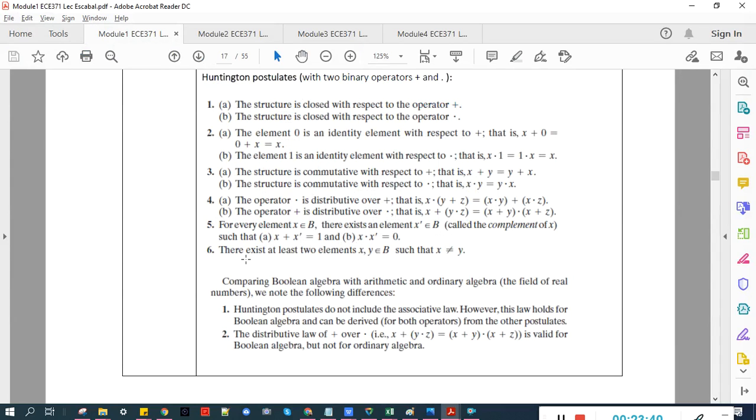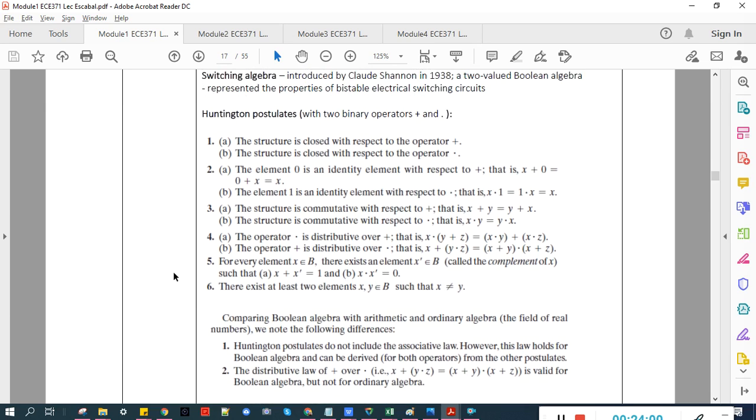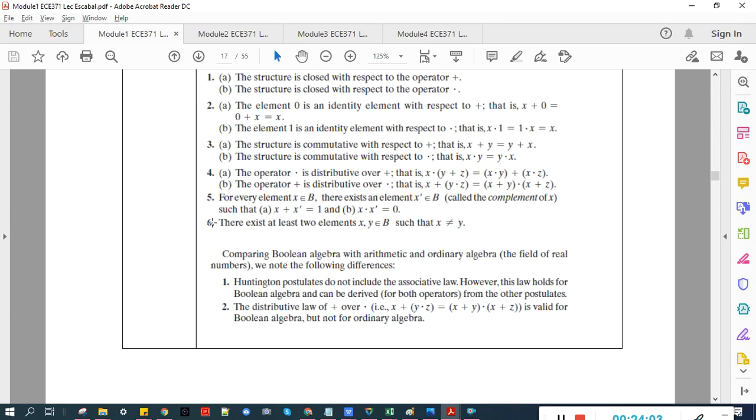Number 6. There exist at least 2 elements x, y that are elements of B such that x is not equal to y. There's no explanation, but I can explain this. Number 6 means, in my own interpretation, that B is not composed of only one element.